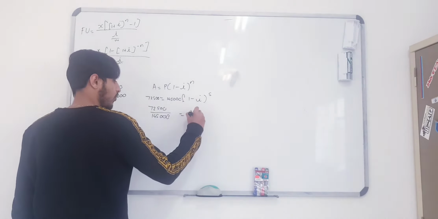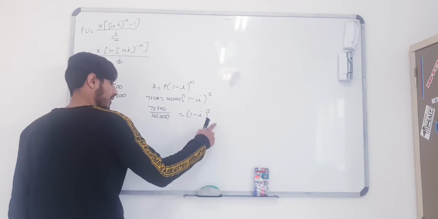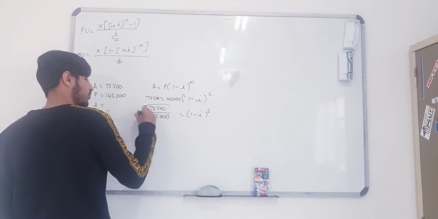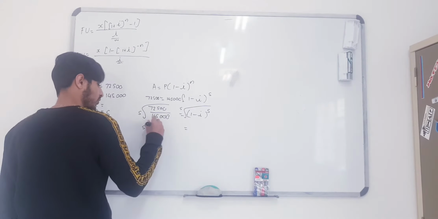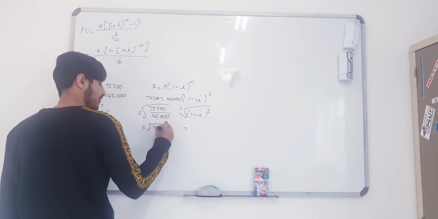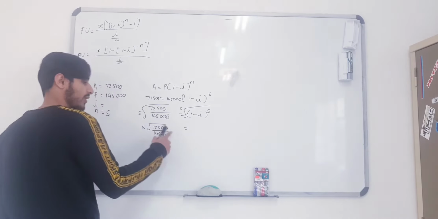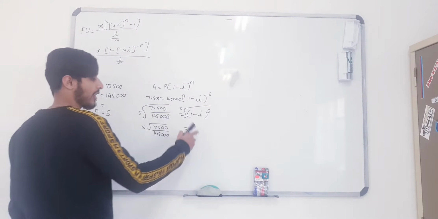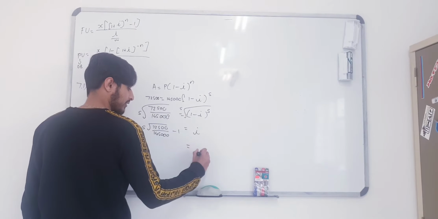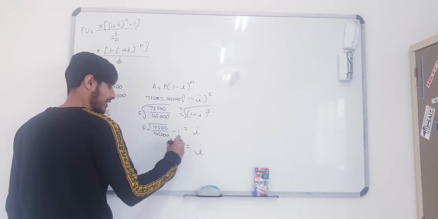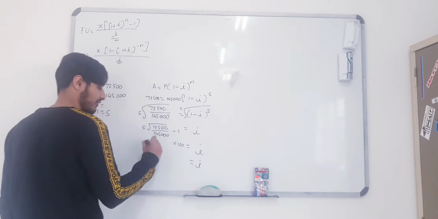is equals to 1 minus i to the power of 5. Then we fifth root it, so we get rid of the fifth root. So we have the fifth root of 72,500 all over 145,000. Can you see what I'm doing is I'm just solving for i. I bring the 1 over, it becomes minus 1 is i. Then whatever that gives me, I need to multiply it by 100 to get it in percentage, and then I'll have my final answer.